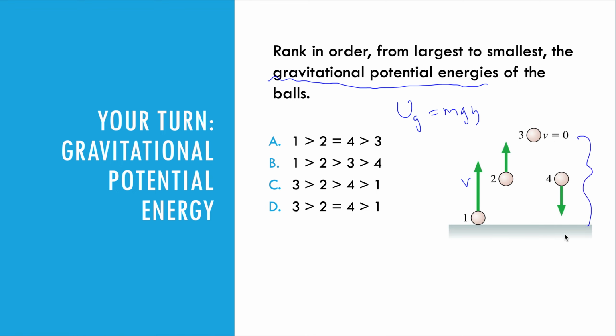Relative to this ground level, if we call this the ground level, then ball number 3 is going to have the most energy because it has more height. And then 2 and 4 will have the same energy because they have the same height. And then 1 will have the least energy because it's at zero level. It actually has no energy relative to the surface. So that is our answer for this one. Let's look at one more.